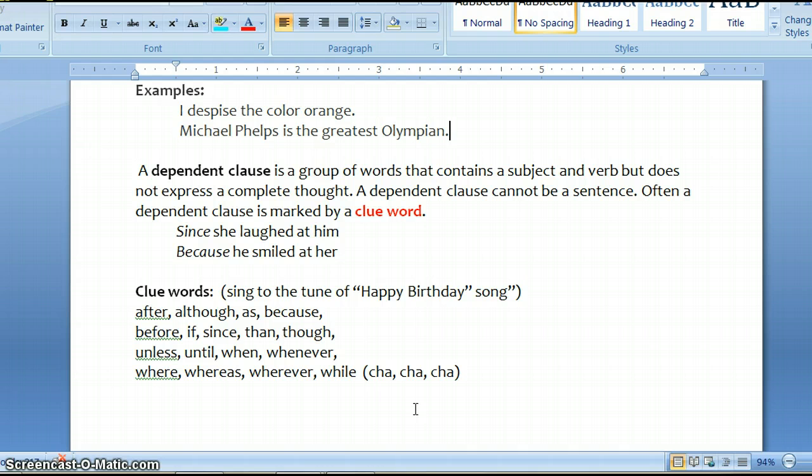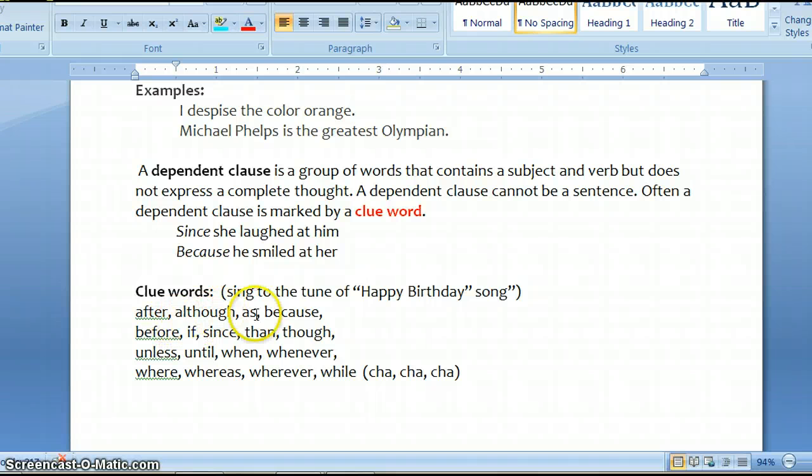And to help you memorize this list, which you will need to know for sentence quizzes and sentence tests, you'll need to know these words by memory. You can practice by singing these words to the tune of the Happy Birthday song. So it goes like this.